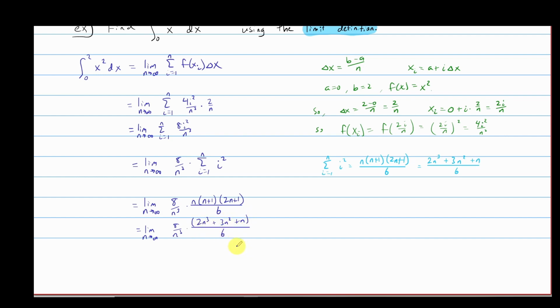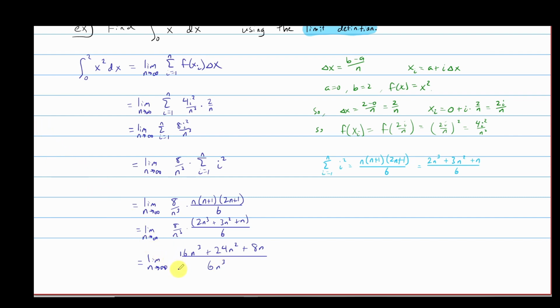Okay, so let's take a couple steps and do this very slowly so we can see exactly what's going on. I'm going to distribute the 8 into the numerator. So we'll have 16n cubed plus 24n squared plus 8n. And in the denominator I have 6n cubed.